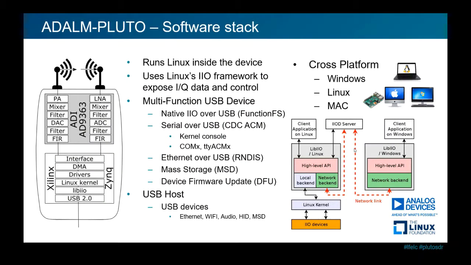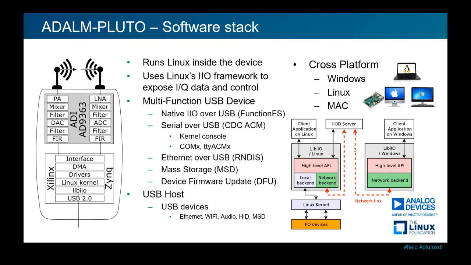The PlutoSDR runs Linux inside and uses the Linux Industrial IO framework to expose IQ data and control. It appears as a multifunction USB device to the host if you plug it into a PC, with native IIO over USB using FunctionFS. There's a serial over USB using the CDC ACM layer. It has an RNDIS Ethernet function, a mass storage drive, and it also supports device firmware upgrade. If you use it as a host, there are a range of device drivers built in to the firmware for Ethernet, Wi-Fi, or your human interface device and mass storage. It is cross-platform, so that it can connect it to a Windows, Linux, or Mac PC.